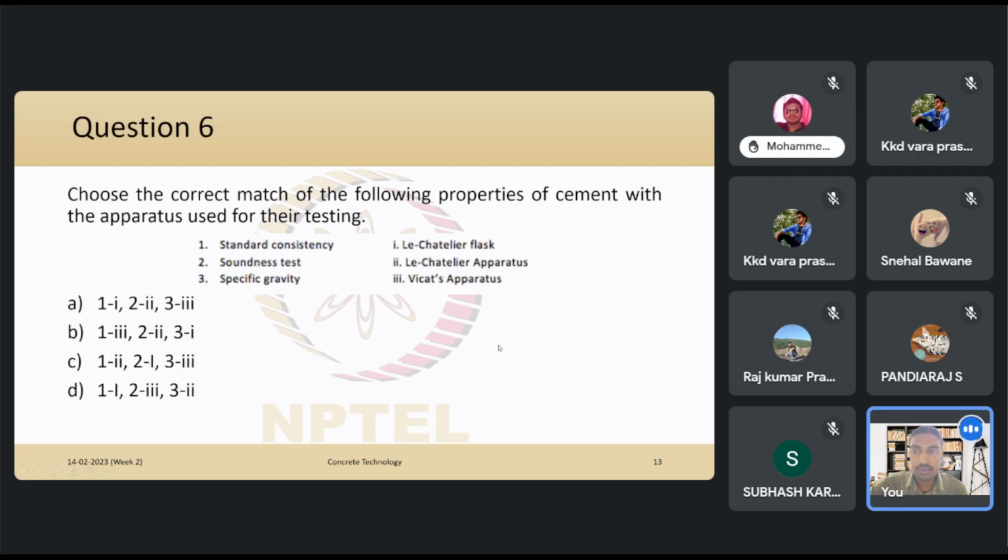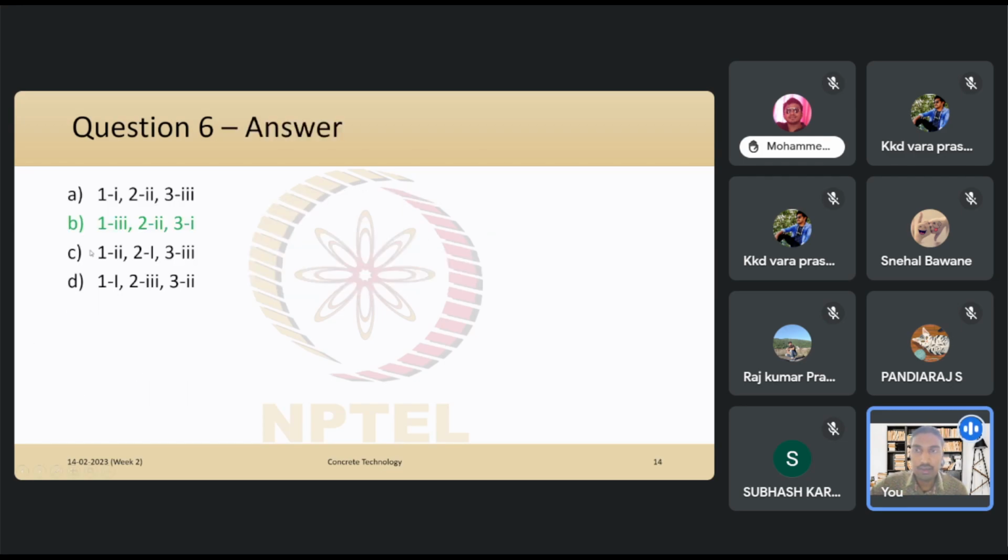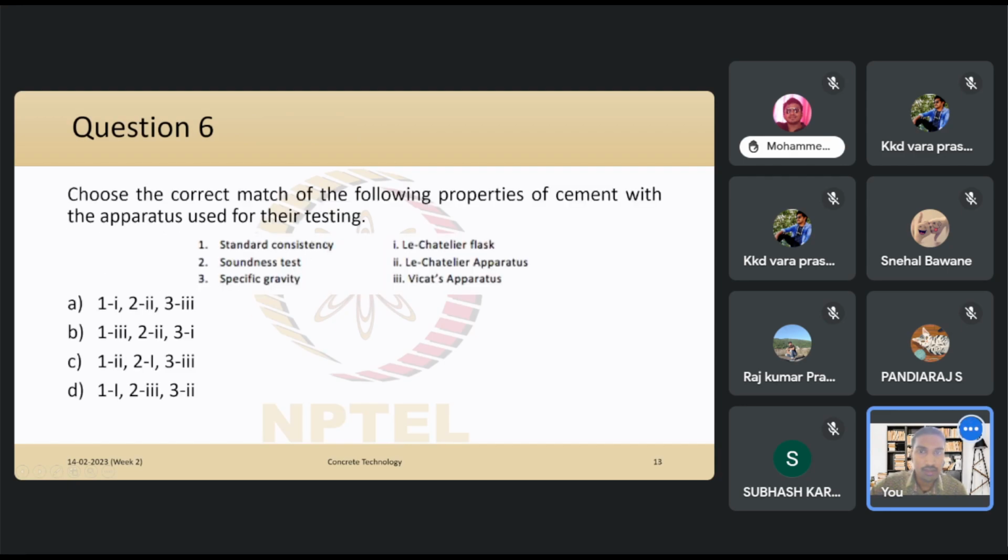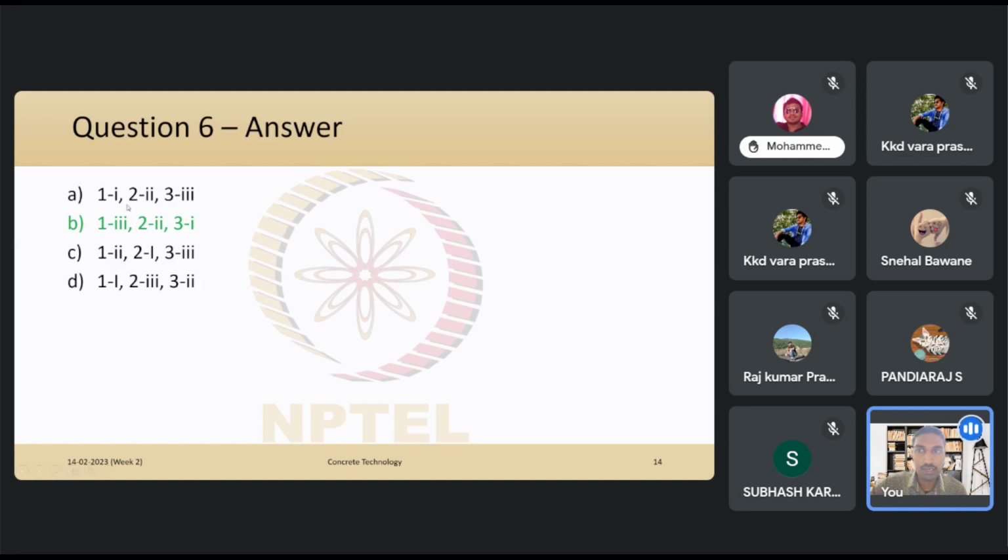So the right answer is option B, right? 1 with 3, 2 with 2, 3 with 1, which is standard consistency is tested using the Vicat's apparatus. Soundness is tested using Le Chatelier apparatus, and for specific gravity we use the Le Chatelier's flask, right? So if you remember the tests that were covered in the lecture, you'll remember the apparatus that we use for the different tests, right? So it's just a matter of remembering which is the apparatus that we use to test for different properties. Right, so the correct match is option B.